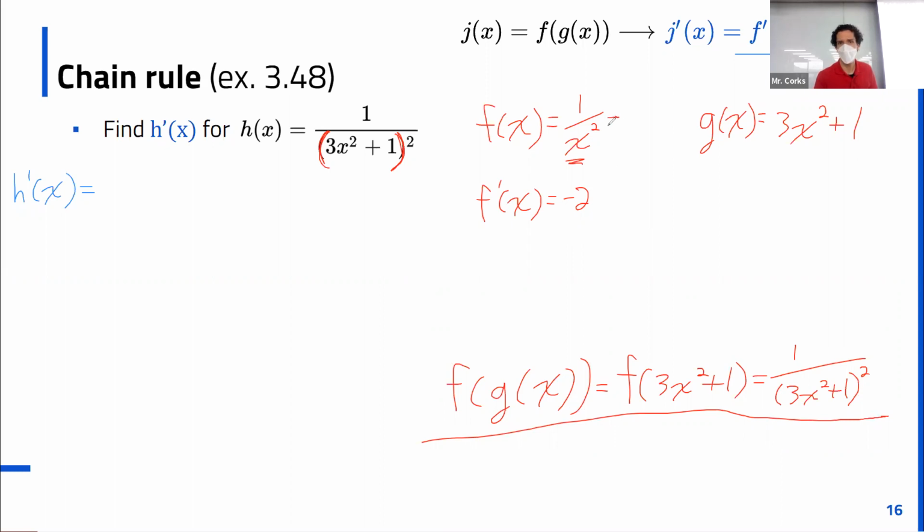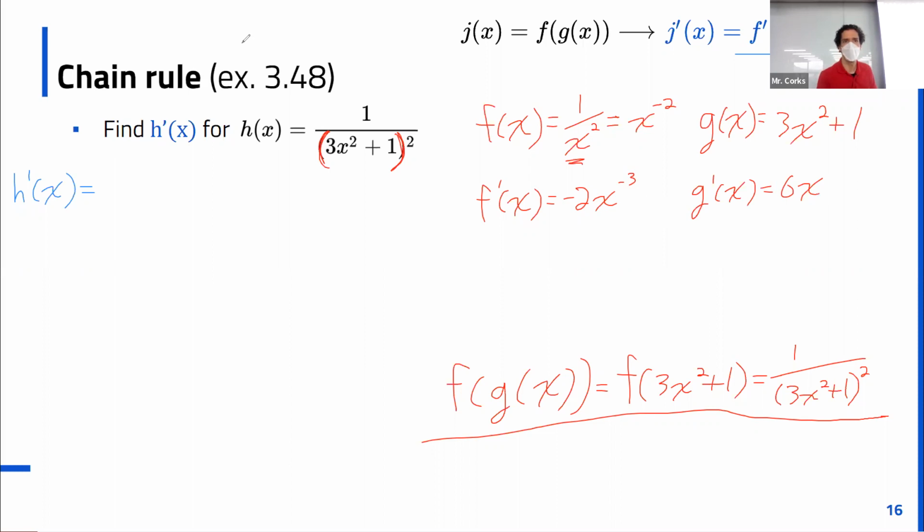Okay, so let's just make sure we're understanding this. This is x to the exponent -2, right? So this is -2 and x, I'll write it this way, -3. And then we can change it into a fraction afterward. And our derivative of g of x, this one's easy, it's just 6x.